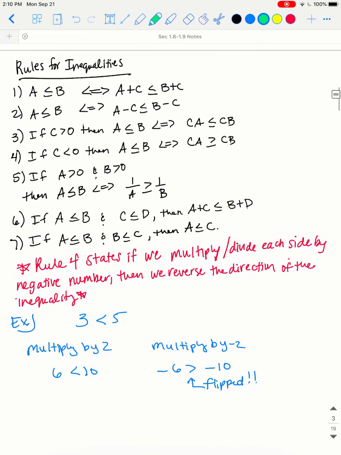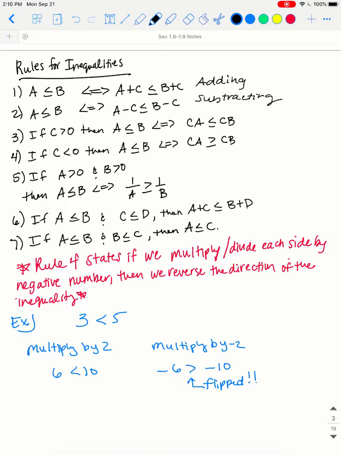And then here's some rules for inequalities. So A is less than or equal to B. If we add C to both sides, since it's the same number, we're keeping that inequality the same. And then if we subtract, so this first rule is just adding. The second rule, if we're subtracting the same number, the interval is the same.